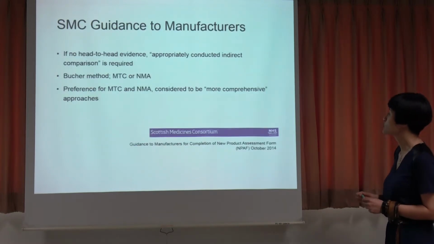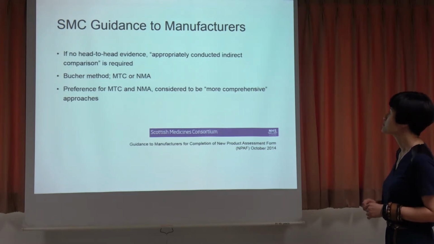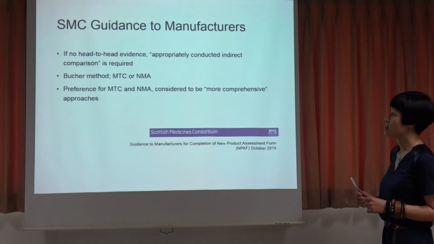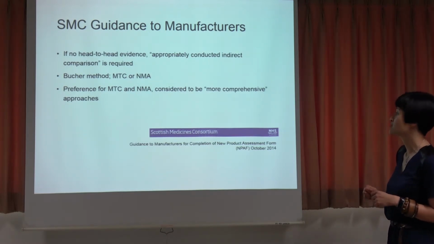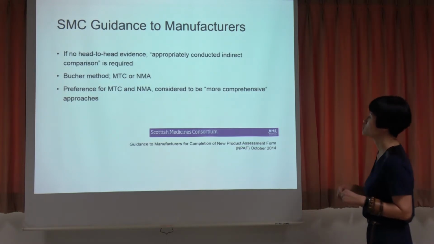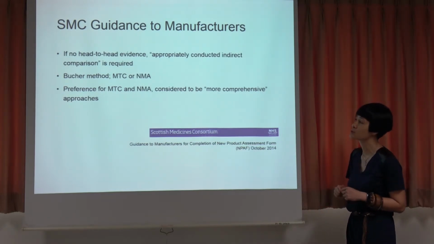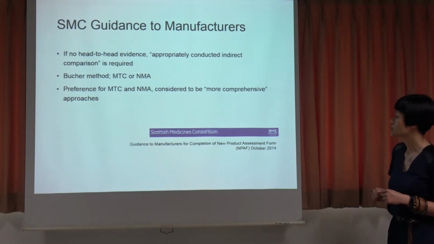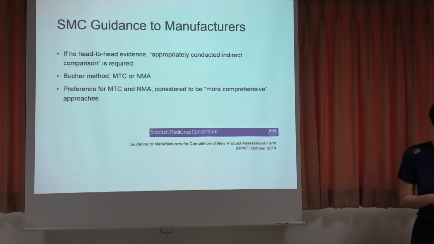In Scotland, the Scottish Medicines Consortium says if no head-to-head evidence is available, then they would consider appropriately conducted indirect comparison. They would accept the Bucher method, which is the adjusted indirect comparison, and they would accept mixed treatment comparison or network meta-analysis. The preference is for mixed treatment comparison and network meta-analysis. They consider them to be more comprehensive approaches than the Bucher method alone. So Scotland takes a very similar view as NICE in England.